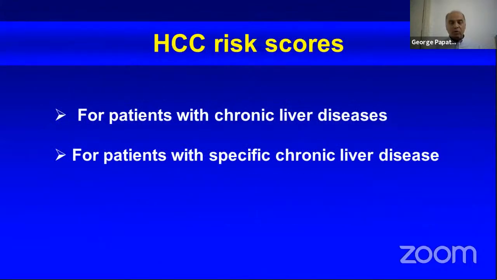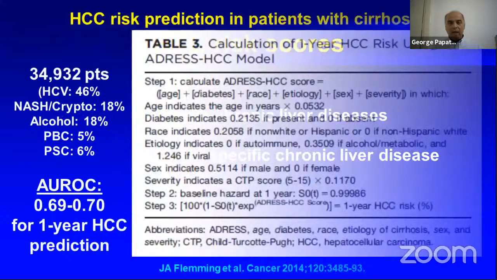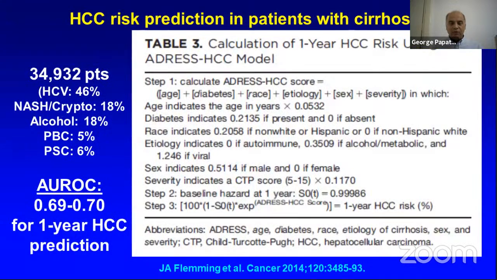So the ACC risk scores can be differentiated into those developed for patients with a specific chronic liver disease and those developed in patients with any or some chronic liver diseases. Let's start with the non-specific ones. And I would say the first effort for score development came 7 years ago from this ADRESS-HCC model. It came from a very large cohort, almost 35,000 patients.